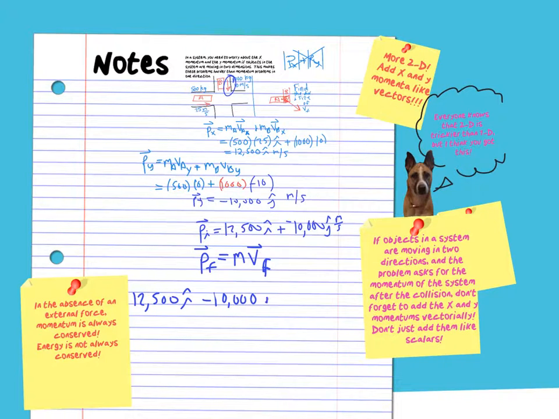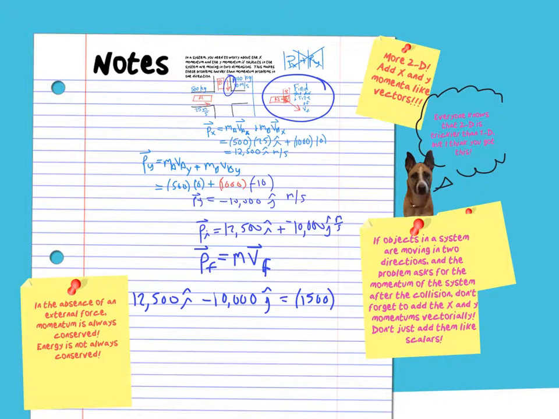Okay, so this is J. Notice I'm not adding or subtracting 12,500 and 10,000. You can't, they're in two different directions. But so what is my mass? Well, the mass now in the final, they're stuck together. So we have to add the masses together, and so that would be 1,000 plus 500, which would be 1,500 kilograms. Okay, so it's the mass of both of them, because in this final situation, they are both stuck together.